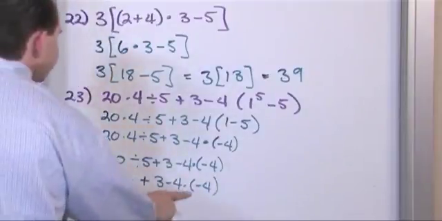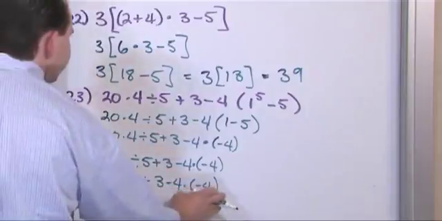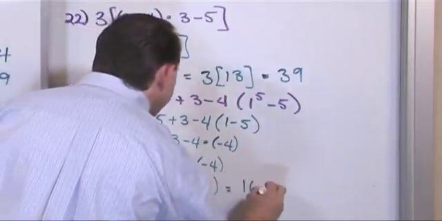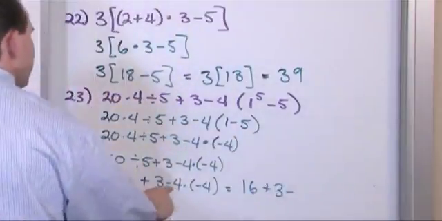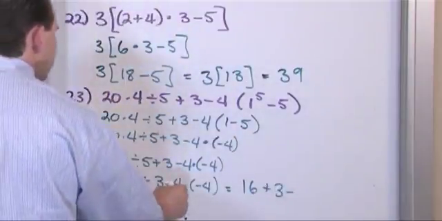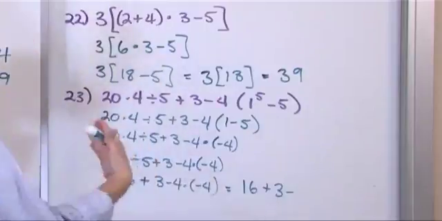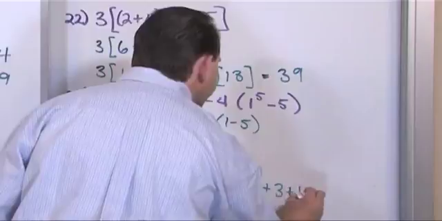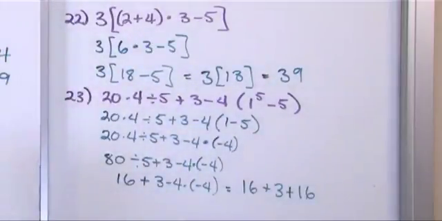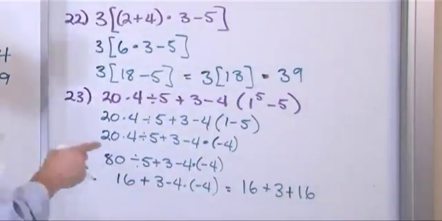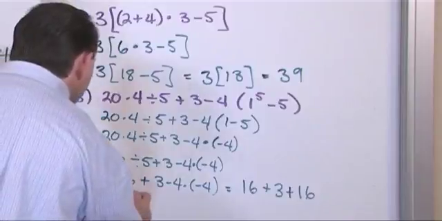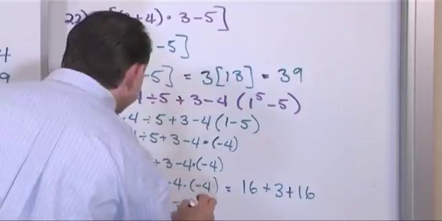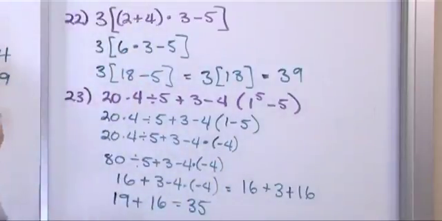Now here I've got a bunch of addition, subtraction. I can wait on that. I have to do this multiplication first. So what I'm going to have is 16 plus 3 minus, and what we have here is, when you think about it, negative 4 times negative 4. That's a positive number. Negative times negative is positive, and it's positive 16. So I'll make this a positive 16. You've got to watch your signs. Now I have a bunch of addition. 16 plus 3 is 19 plus 16, and 19 plus 16 is 35. And that is the answer, 35.